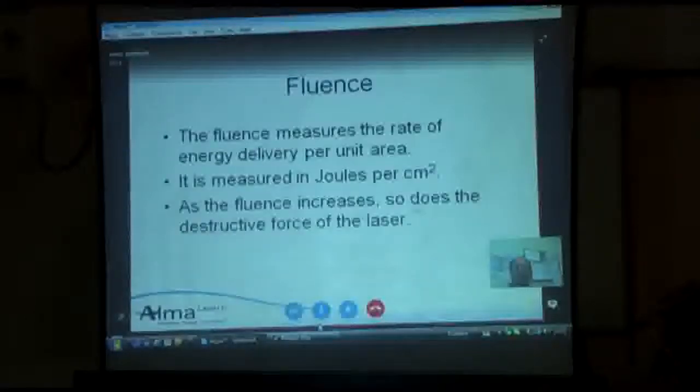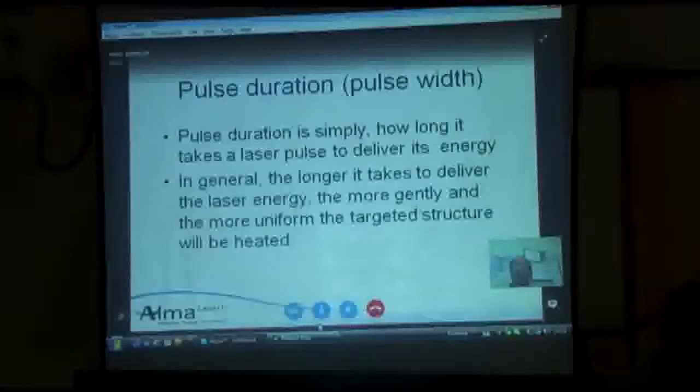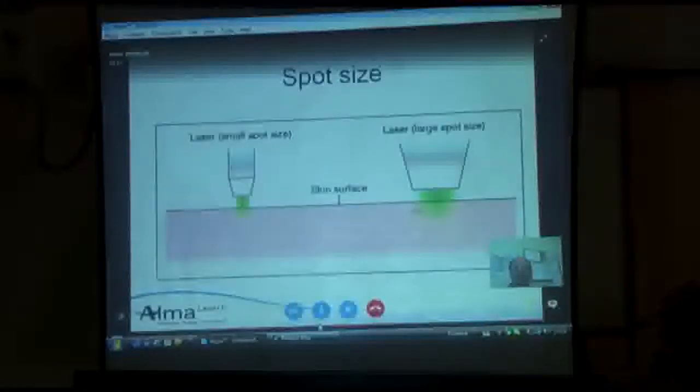Fluence is a measure of energy delivered per unit area and is measured in joules. As the fluence increases, so does the destructive force of the laser. The pulse duration is simply how long it takes the laser pulse to deliver its energy. In general, the longer it takes to deliver the laser energy, the more gently and more uniformly the target structure will be heated. So this is just an example of the spot size we just spoke about.